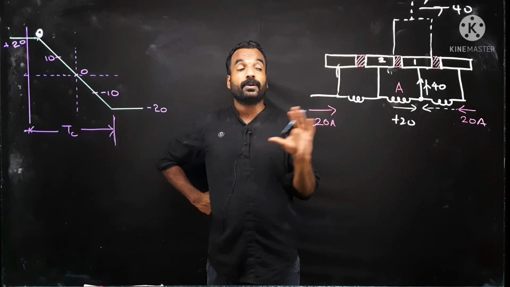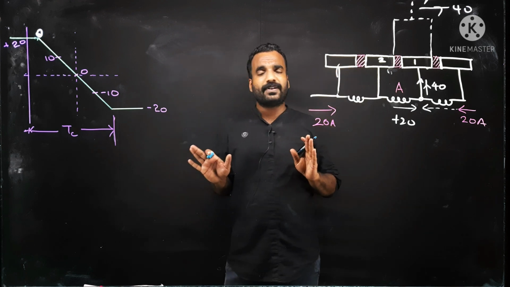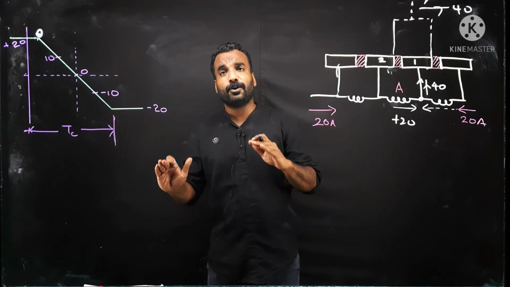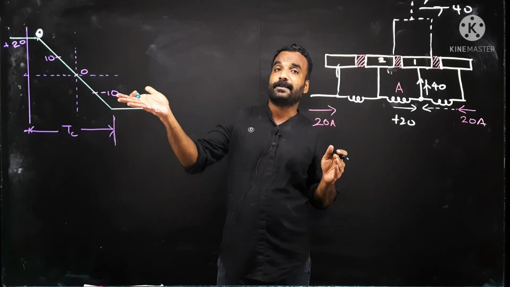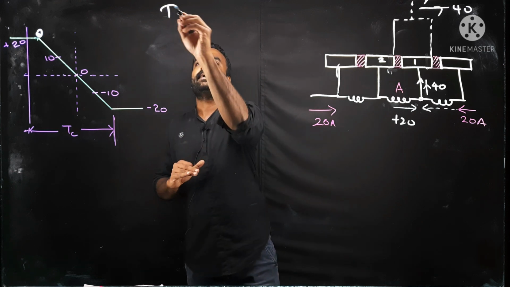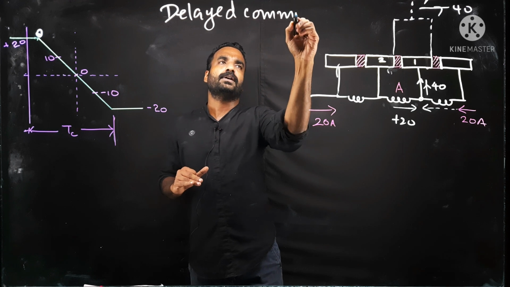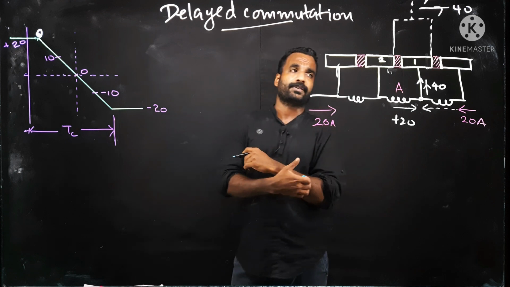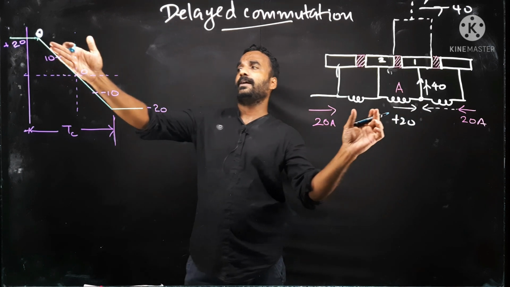If you are having any doubt, this should be very clear for understanding today's class. Otherwise, you will not get any idea about the practical difficulties of commutation. First of all, you have to learn ideal commutation, then only you can understand delayed commutation. So in today's class, we are discussing delayed commutation. Please go through the previous lecture if you have any doubts regarding ideal commutation. So this was case 1, where we have 20 ampere in coil A.